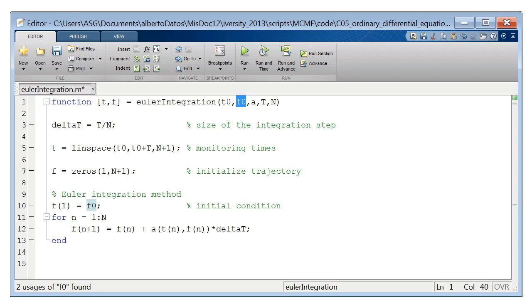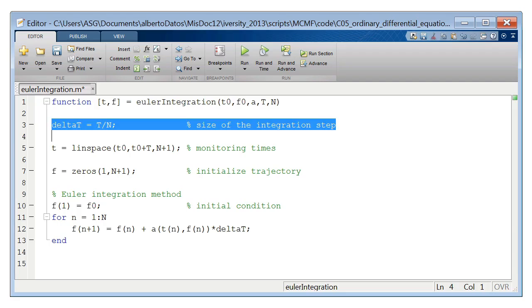at time t0, a, which is a function that gives us the derivative of f with respect to time, t, which is the length of the integration interval, and n, which is the number of steps that we're going to take in the integration. The output is t, which will be a vector of monitoring times, and f, a vector with the same length as t, with the values of the trajectory at the monitoring times.